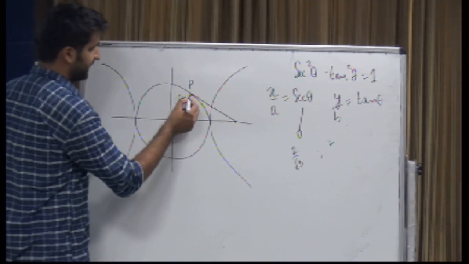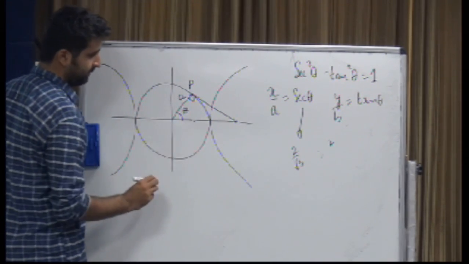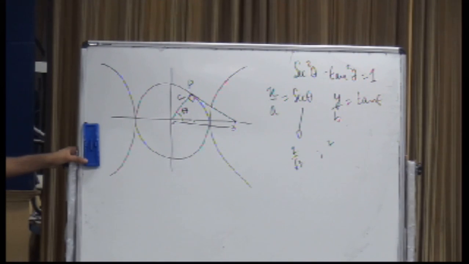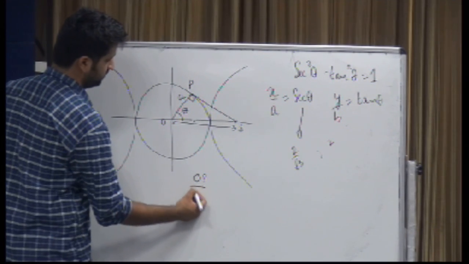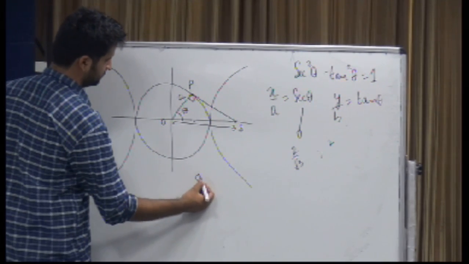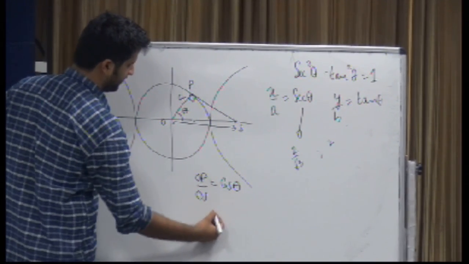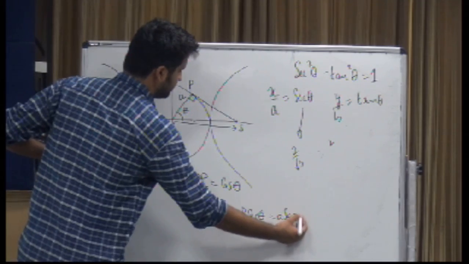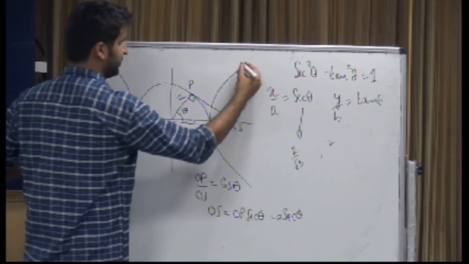These two angles are, this angle is 90 degrees, right? This angle is theta, and this is A. Can you tell me what this distance is? So let's say this is O, this is S. So OS upon OP is equal to what? Or let's say OP upon OS, because OS is the hypotenuse, is equal to cos theta. So therefore OS is equal to OP secant theta. So this is equal to A secant theta. So this is the x coordinate of this point.